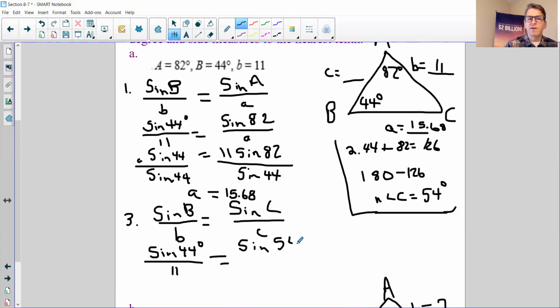We found 54 right here. That was on step 2. And we're going to divide that by side C. Solving for C, cross multiply, divide, we end up with side C equal to 12.81. So in this case, we started with angle, angle, side, and we use the law of sines.